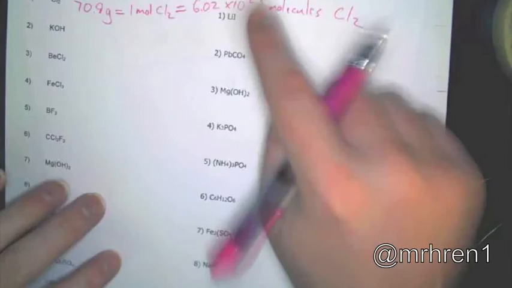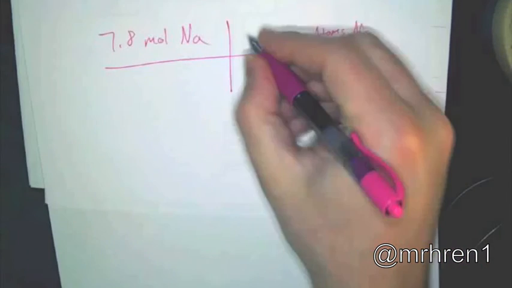1 mole of anything is equal to 6.02 times 10 to the 23rd. So, put it in there.